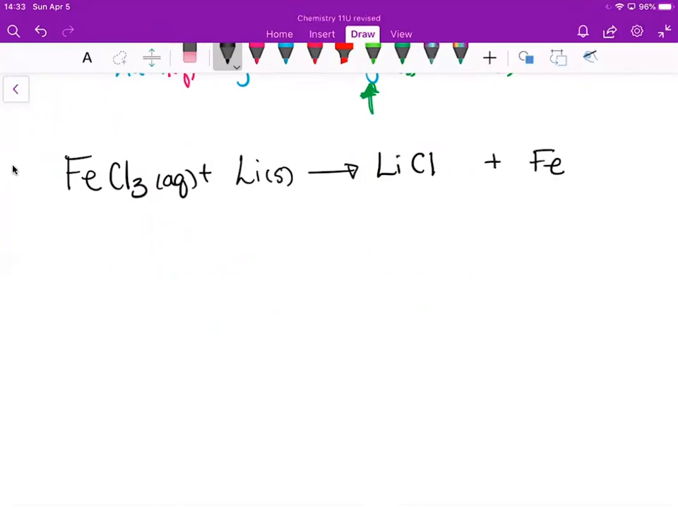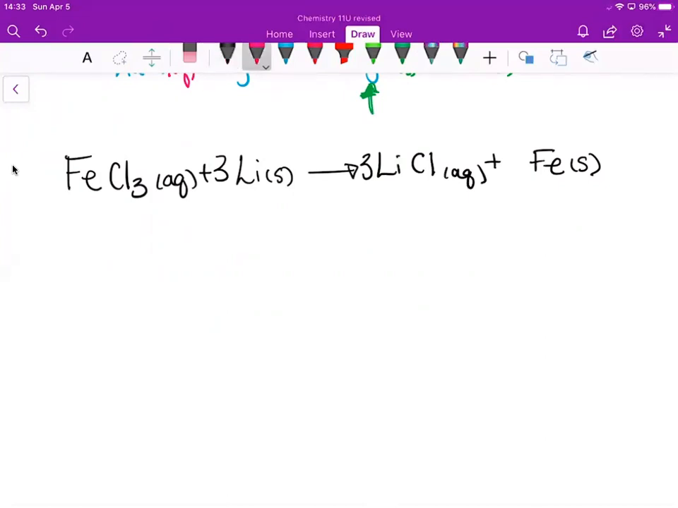Looking at your periodic table or just common sense, you know that the only metal that is liquid at room temperature is mercury, so I can just say that it's solid. I have to balance this as well, so I need 3 of these and 3 of these. And then looking at your solubility guidelines, you can see that lithium chloride is going to be aqueous.